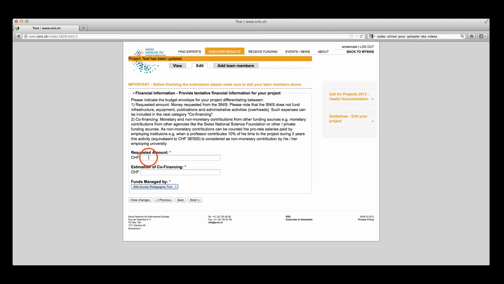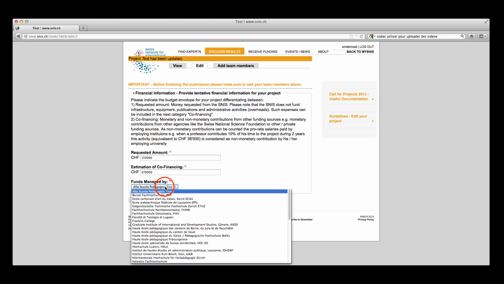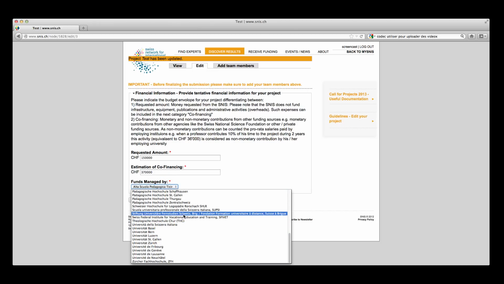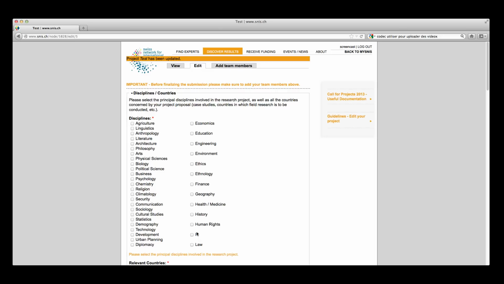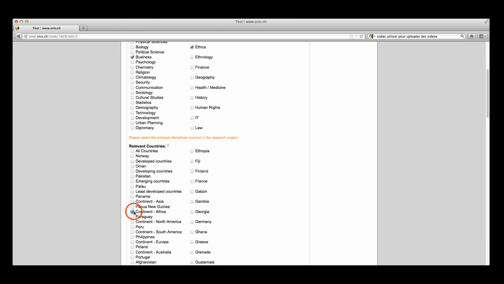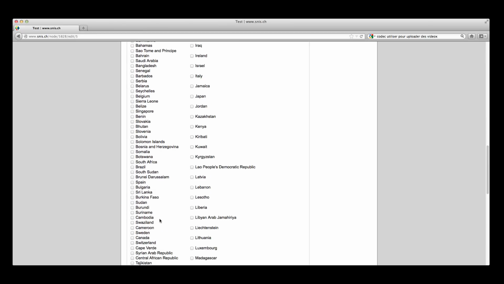Third, you have to supply your financial information, the requested amount, the estimation of co-financing, and the organization managing your funds. Fourth, you have to indicate your non-academic collaboration partners at the institutional level. Fifth, you have to supply the principal disciplines involved in the research project, as well as the countries concerned by your project proposal.